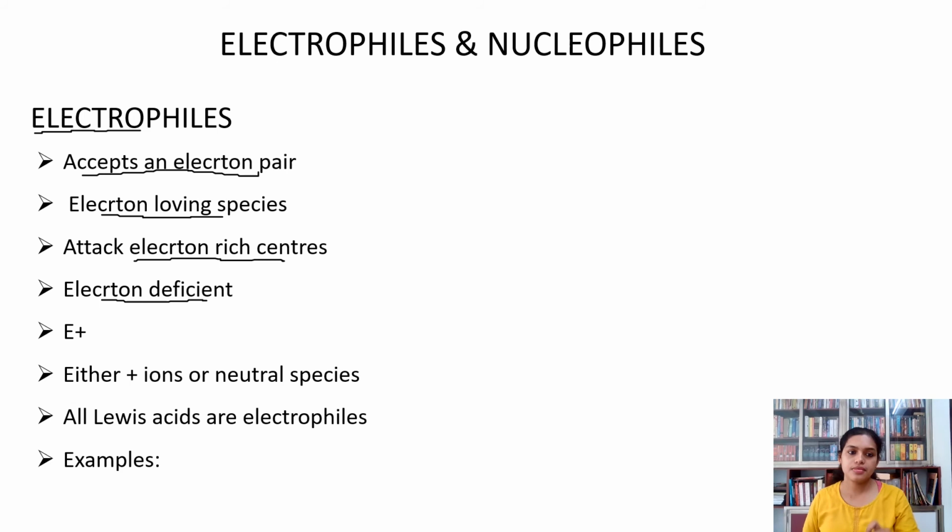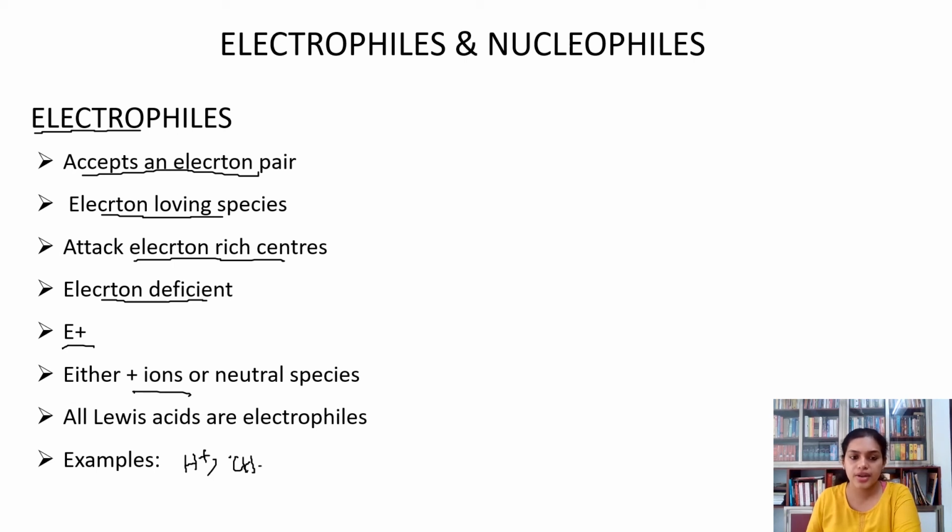Okay, and these are represented by E plus, and these are either positive ions or neutral species, and all Lewis acids are electrophiles. Okay, what is the definition of Lewis acids? The species which accept an electron pair. Therefore all Lewis acids are electrophiles. Examples: when we say positively charged ions, what comes to mind is H plus. Among inorganic ions, Na plus. But we are not discussing inorganic here.